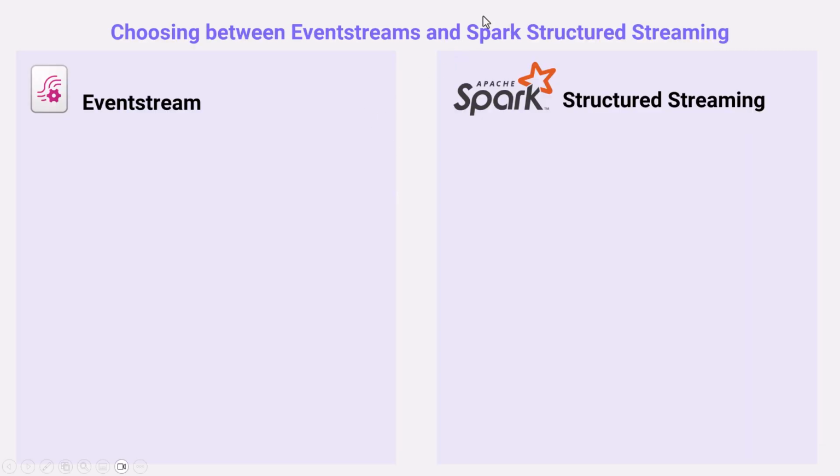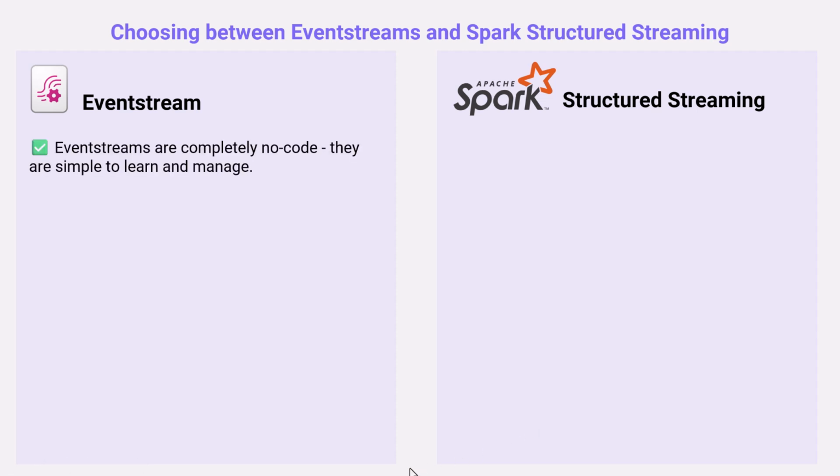So let's talk about when you might choose an event stream and when you might want to choose Spark Structured Streaming. Well, obviously the event stream, as we've seen, is completely no code. So that's one of the major benefits or selling points of the event stream, is that anyone really can build an event stream. It's low code, very simple, easy to learn, and easy to manage. Now, if you're streaming from one of these supported sources, we went through those, whether it's Azure Event Hub, IoT Hub, or the CDC sources, Change Data Capture, or custom endpoint, or third party like Kafka, Kinesis, that kind of thing, then you might want to consider Eventstream.